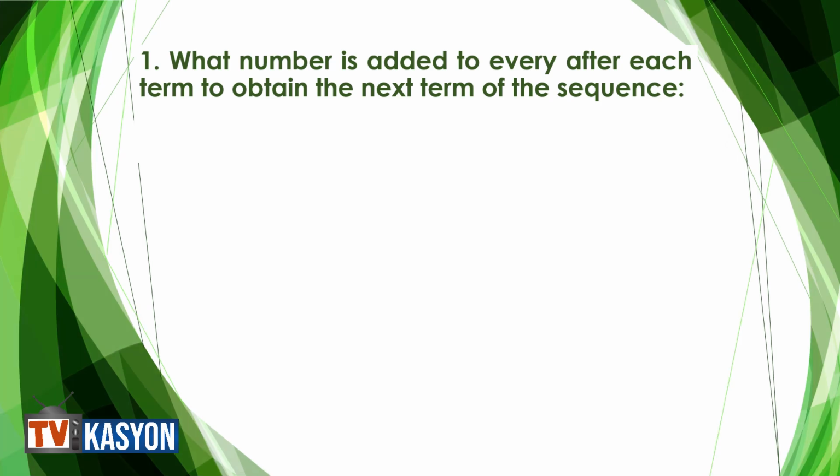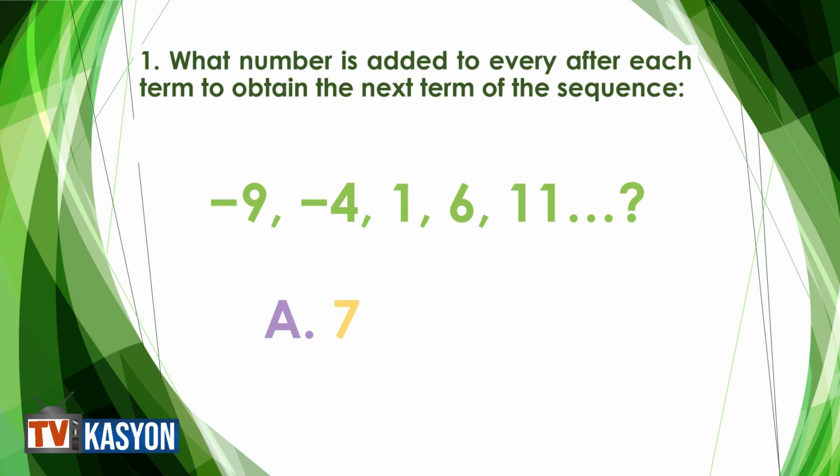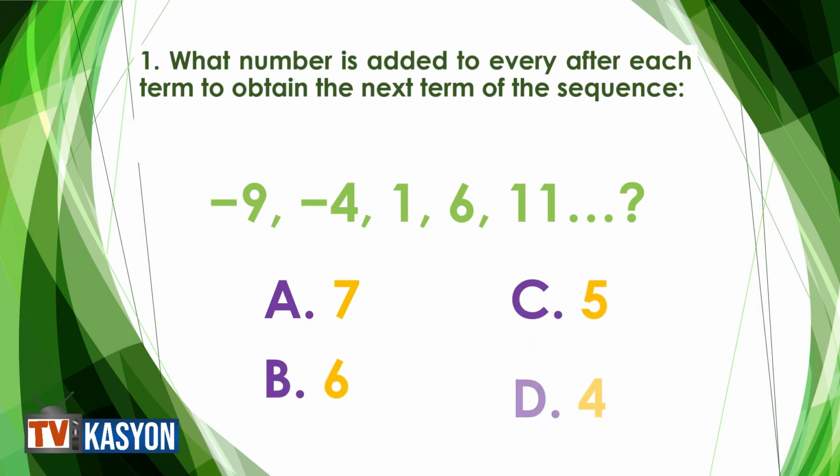Number 1. What number is added every after each term to obtain the next term of the sequence? -9, -4, 1, 6, 11. A. 7, B. 6, C. 5, or letter D. 4.